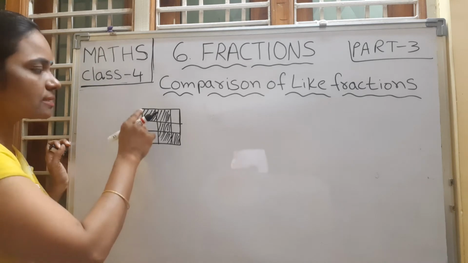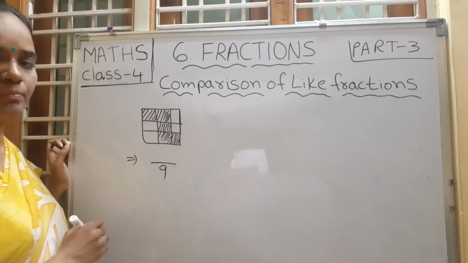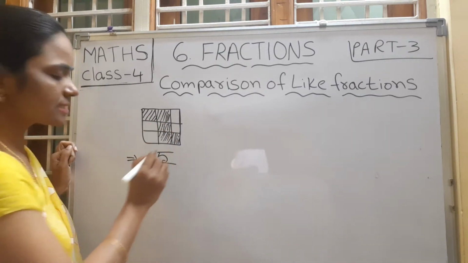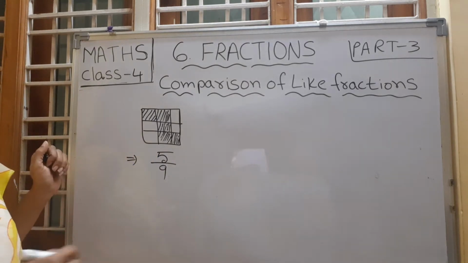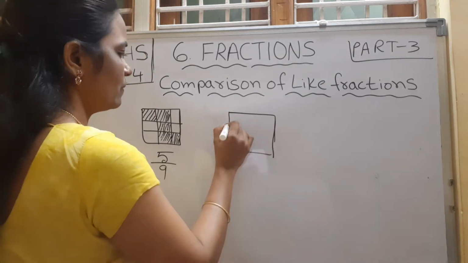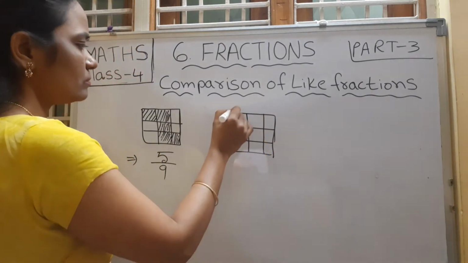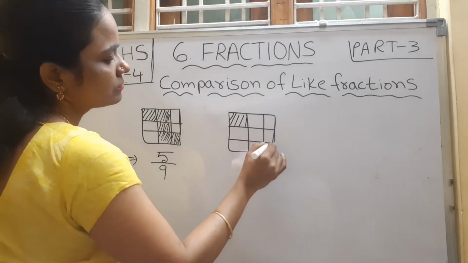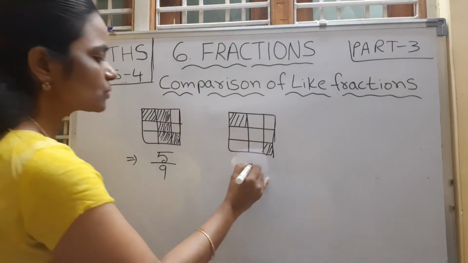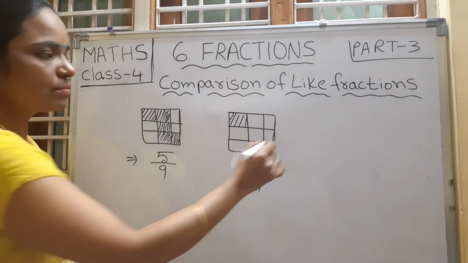Total how many parts are there? 1, 2, 3, 4, 5, 6, 7, 8, 9. There are 9 parts. Out of 9, how many are colored? 1, 2, 3, 4, 5. So 5 by 9 is the fraction. Take another shape. What is the fraction for this shape, children? Yes, it is 2 by 9, because out of 9, only 2 parts are colored.